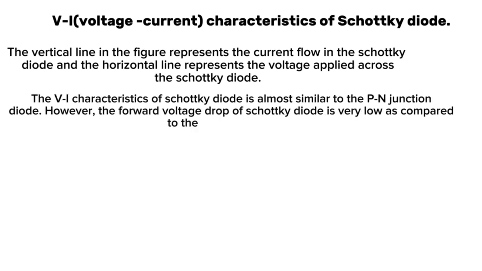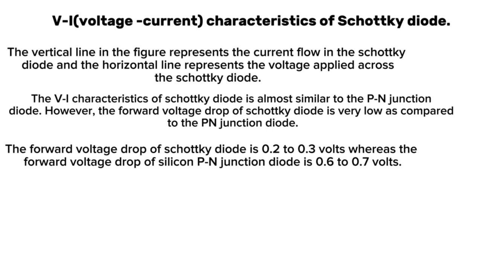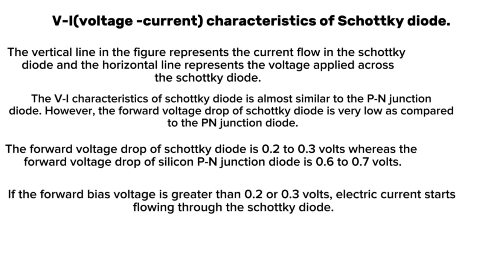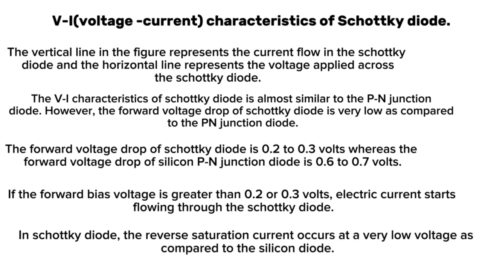The VI characteristics of Schottky diode is almost similar to the p-n junction diode. However, the forward voltage drop of Schottky diode is very low as compared to the p-n junction diode. The forward voltage drop of Schottky diode is 0.2 to 0.3 volts, whereas the forward voltage drop of silicon p-n junction diode is 0.6 to 0.7 volts. If the forward bias voltage is greater than 0.2 or 0.3 volts, electric current starts flowing through the Schottky diode. In Schottky diode, the reverse saturation current occurs at a very low voltage as compared to the silicon diode.